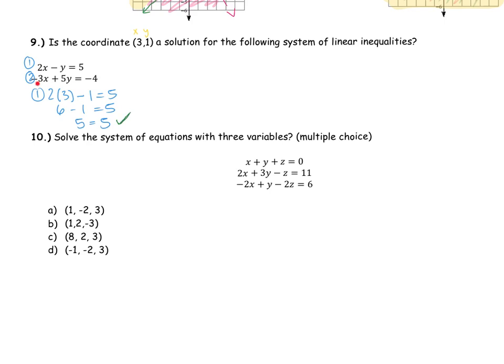For our second equation, we have negative 3x plus 5y equals negative 4. So let's take a look and plug in our x. So we have negative 3 times 3 plus 5 times 1 equals negative 4. So I've plugged in my x and y, and I'm ready to work out the left side here. So this negative 3 times positive 3 is negative 9 plus 5. And negative 9 plus 5 does give me negative 4. So this does work out for both equations. If they work out for both equations, that means this is a solution. So we can say yes, it is a solution.